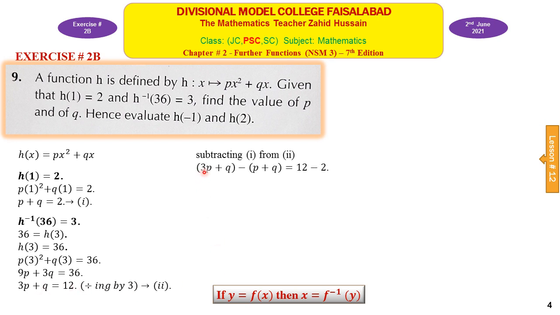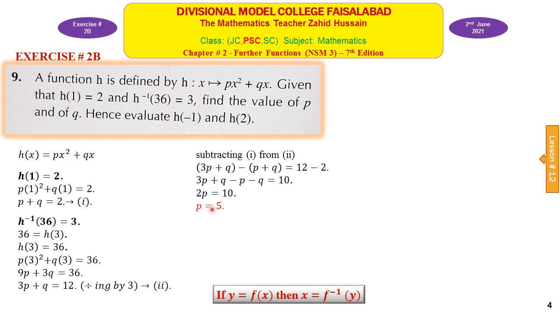The left hand side of equation number 2 minus left hand side of equation number 1 is equal to right hand side of equation number 2 minus right hand side of equation number 1. Removing these brackets, minus q will be cancelled with the plus q, and we will be left with 2p is equal to 10 and p is equal to 5.